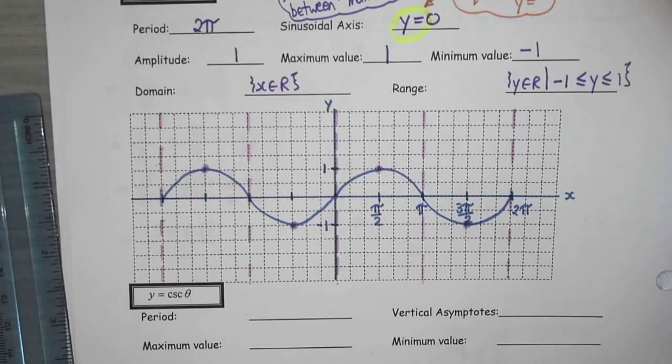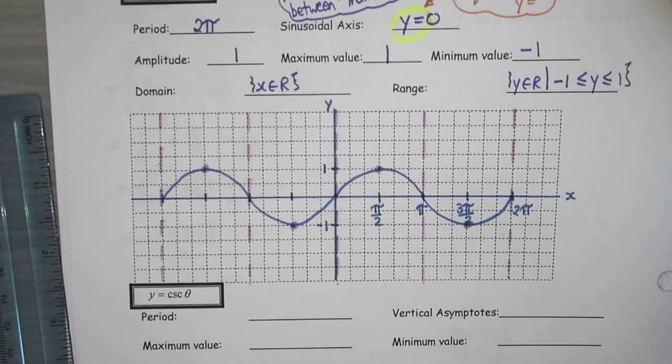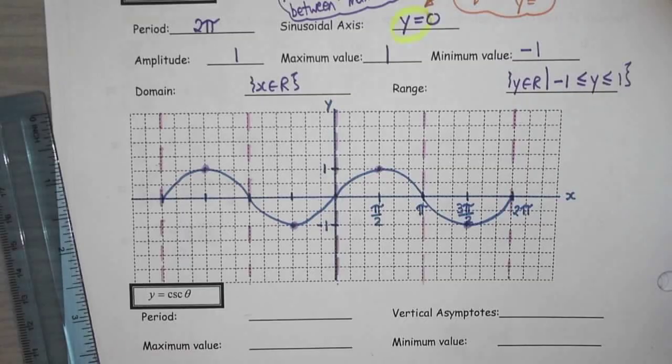Sometimes we'll say draw 1 period of it or 2 periods or something like that. So everywhere it hits 0 is an asymptote. What else do we want? Oh, that's it.